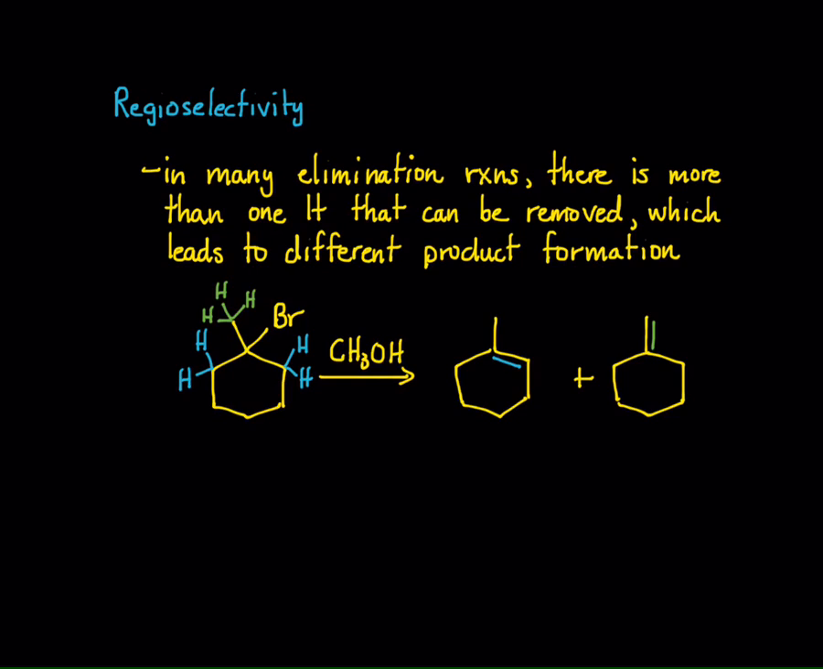So in removing the blue hydrogens, I get one alkene. In removing one of the green hydrogens, I get the green alkene, right? And we see that, based on what's called Zaitsev's rule, or sometimes you'll see it spelled like this, Zaitsev.